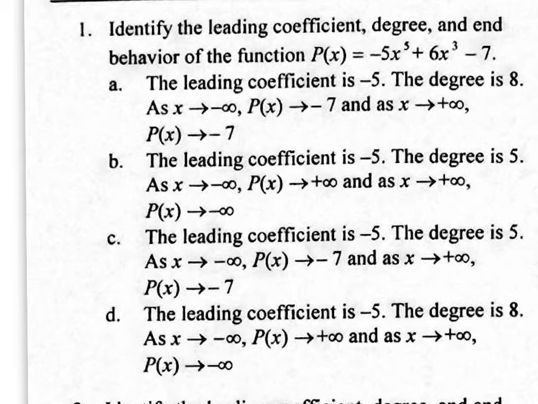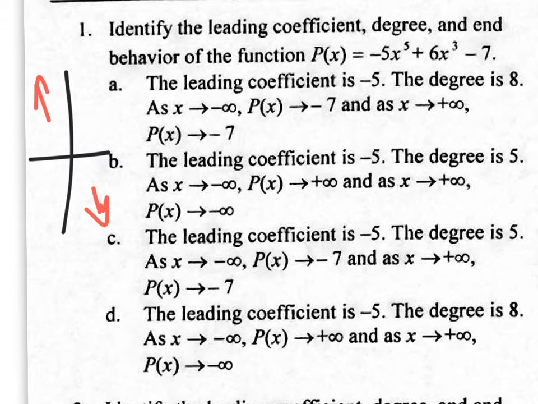This one is an odd degree function, so it's going to have the same end behavior, down here and up here. If you think about a cubic function, the end behavior is down here and up here. However, this has a negative in the front, which means it gets reflected. So a cubic function, if it gets reflected on the x-axis, it's going to be like this. So the end behavior is up here and down here. Okay, if you think about the graph.